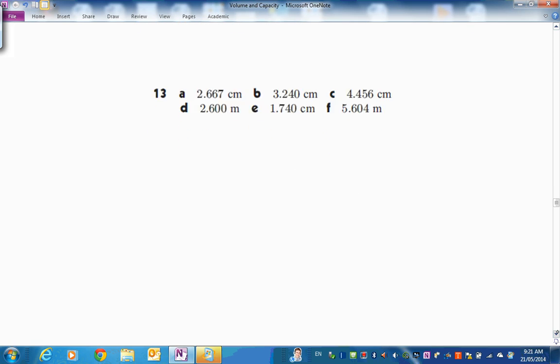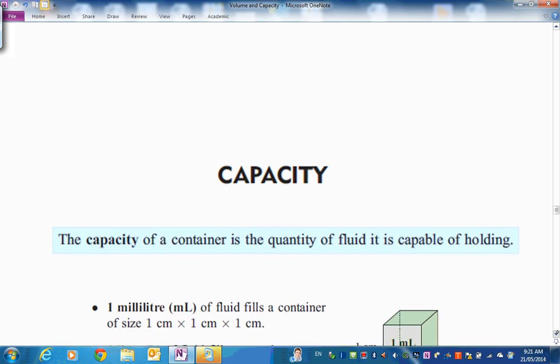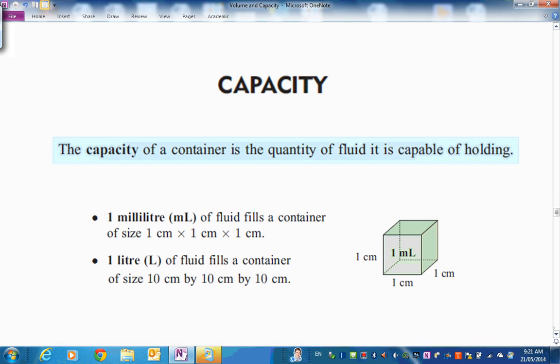Alright, let's go on and have a look at capacity. Now, this is very similar. You're talking about a 3D body, like this one, and it's got a volume, a centimetre by a centimetre by a centimetre. But what we say with its capacity is we're saying how much fluid can it hold. And the only difference there is you're describing the space inside in different units of measurement.